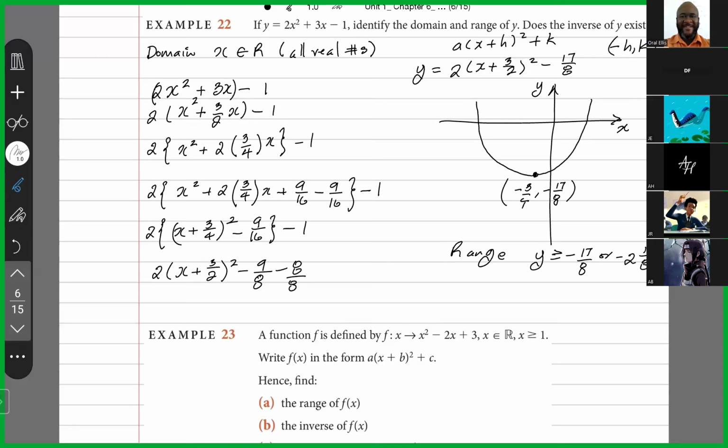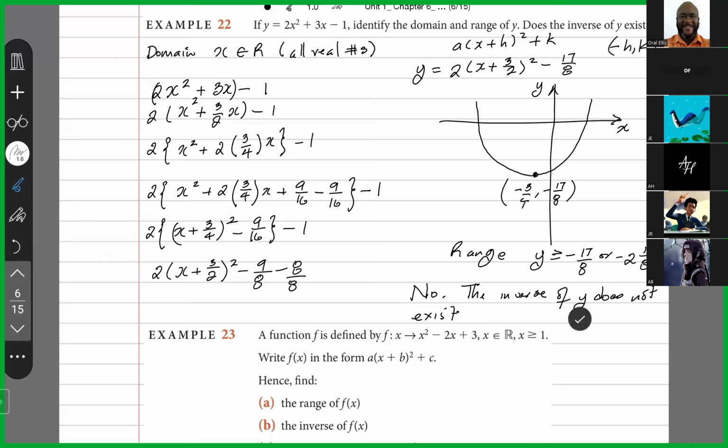Y is greater than or equal to minus 2 and 1/8 because the graph only exists above the minimum turning point. So the range would be values of y above the minimum turning point. All right, so that's the range. The last part of the question, does the inverse of y exist? The answer is no. The inverse of y does not exist.